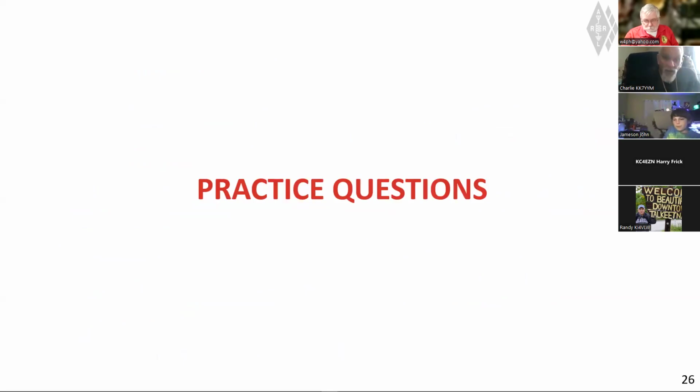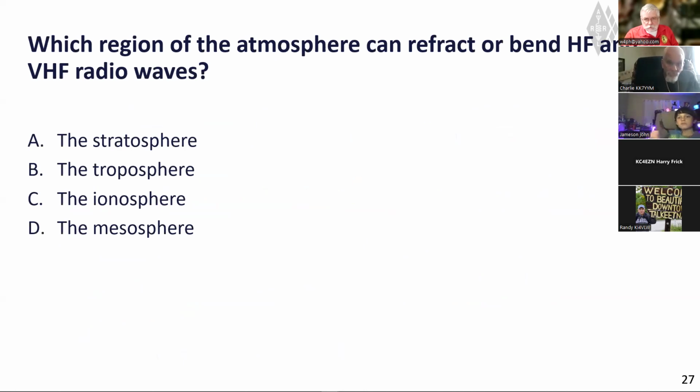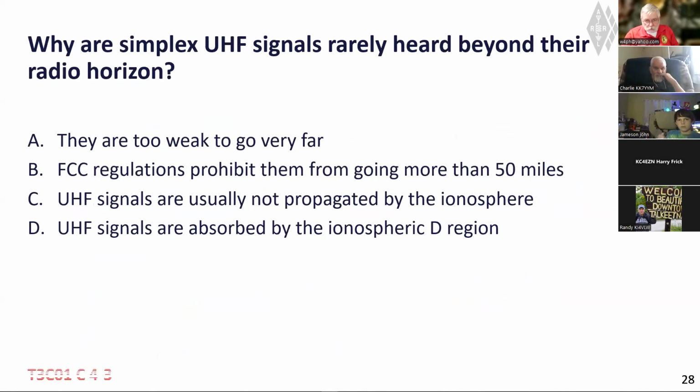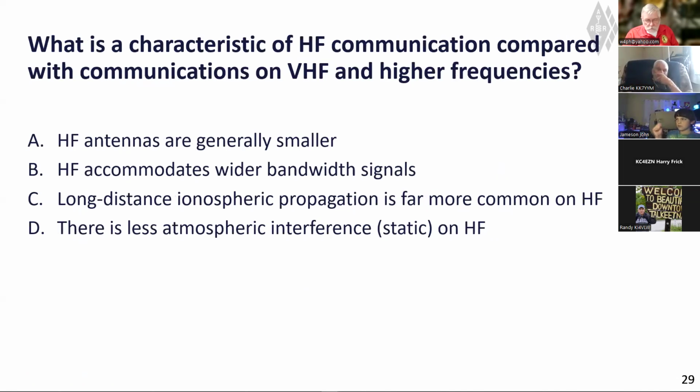Practice questions. Which region of the atmosphere can refract or bend HF and VHF radio waves? And that would be A, the stratosphere. Why are simplex UHF signals rarely heard beyond their horizon? And that would be UHF signals are usually not propagated by the ionosphere. It takes an extremely dense ionosphere to refract those frequencies.